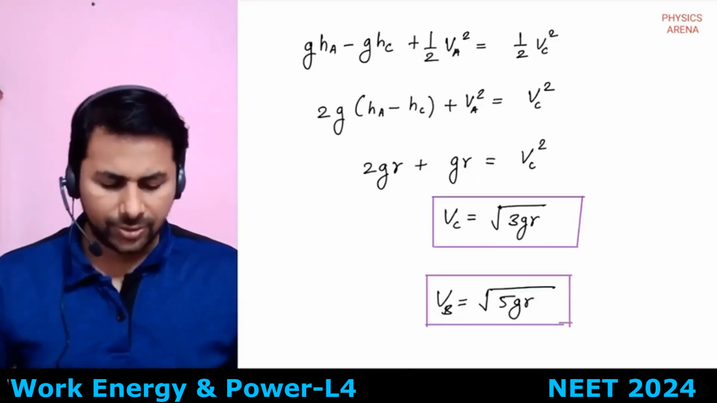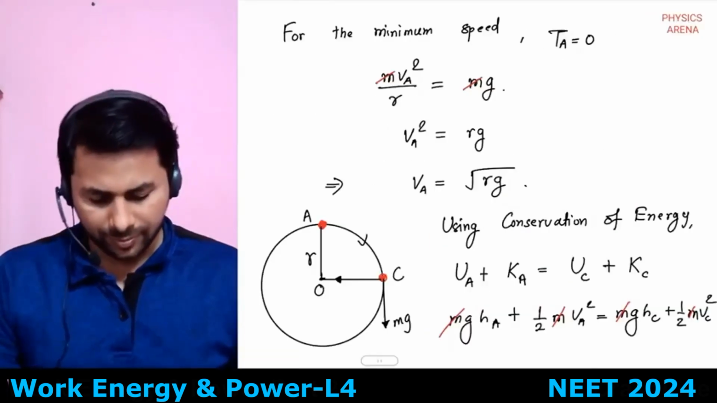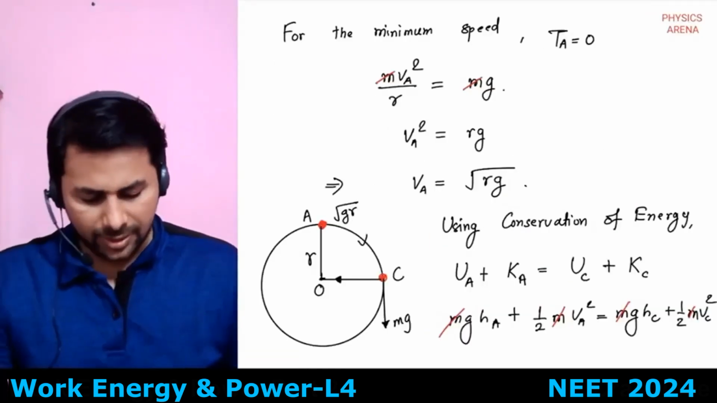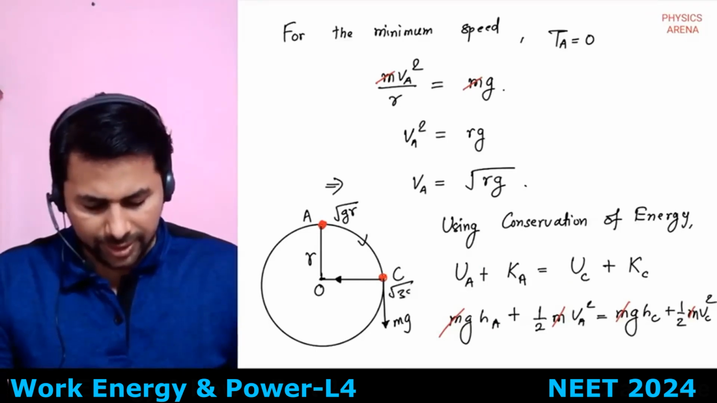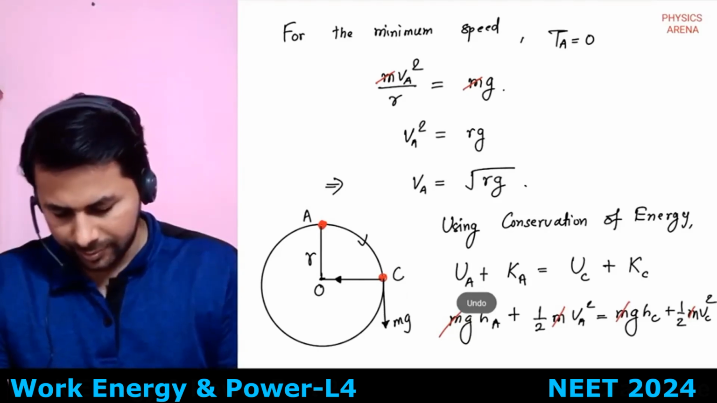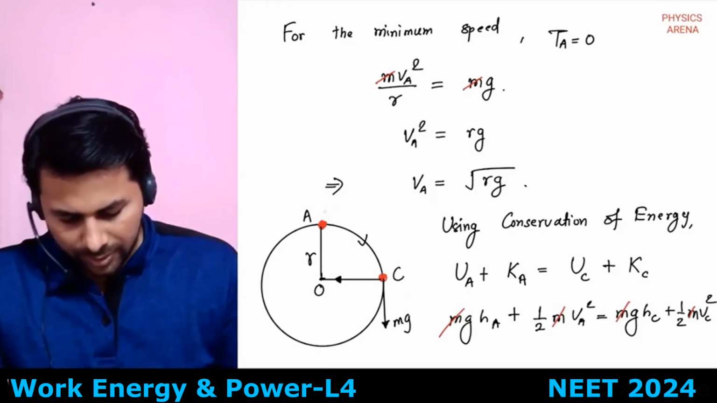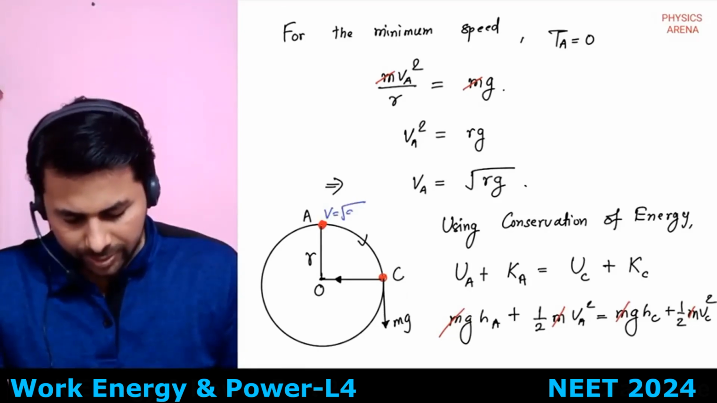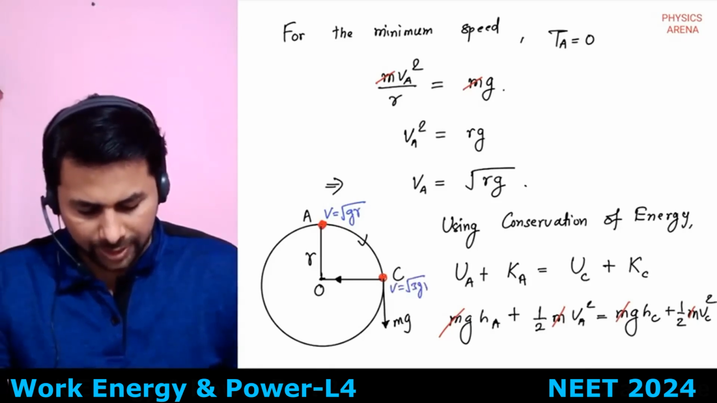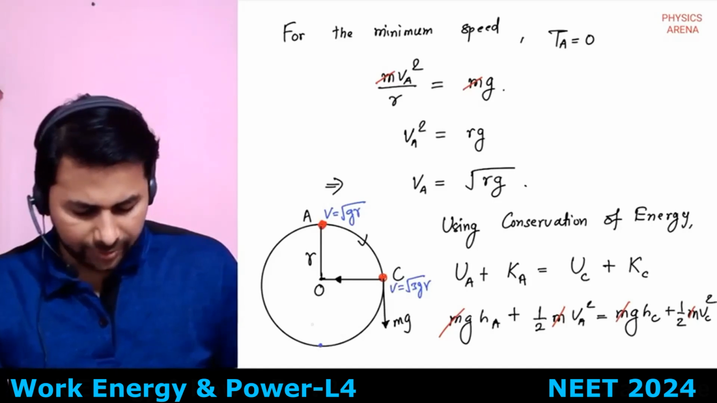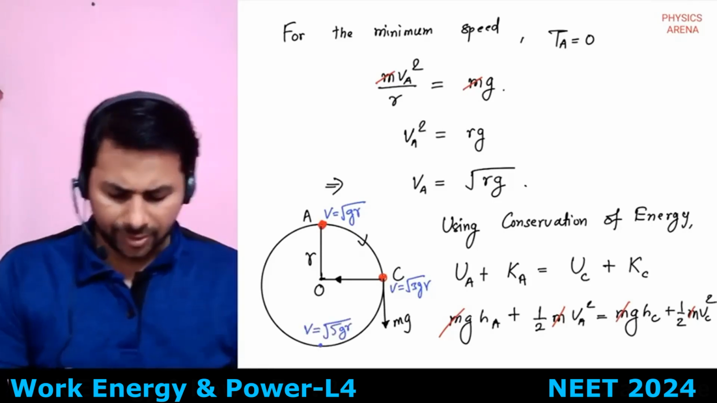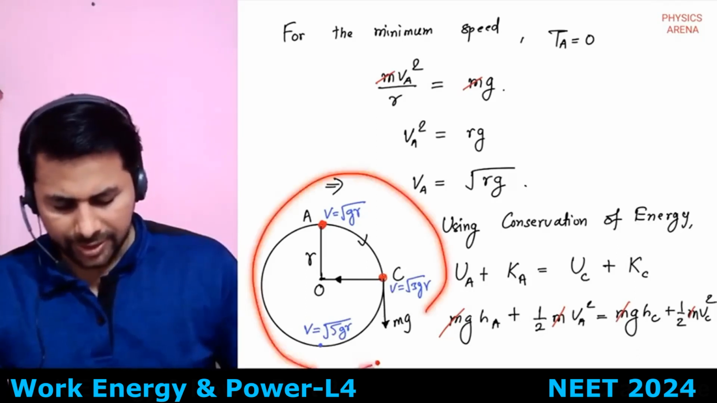Okay, so we just have to remember these formulae. Let me use a different color. Here v equals square root of gr. At this point v is equal to square root of 3gr, and at this point v is equal to square root of 5gr. Okay, we have to remember these things.